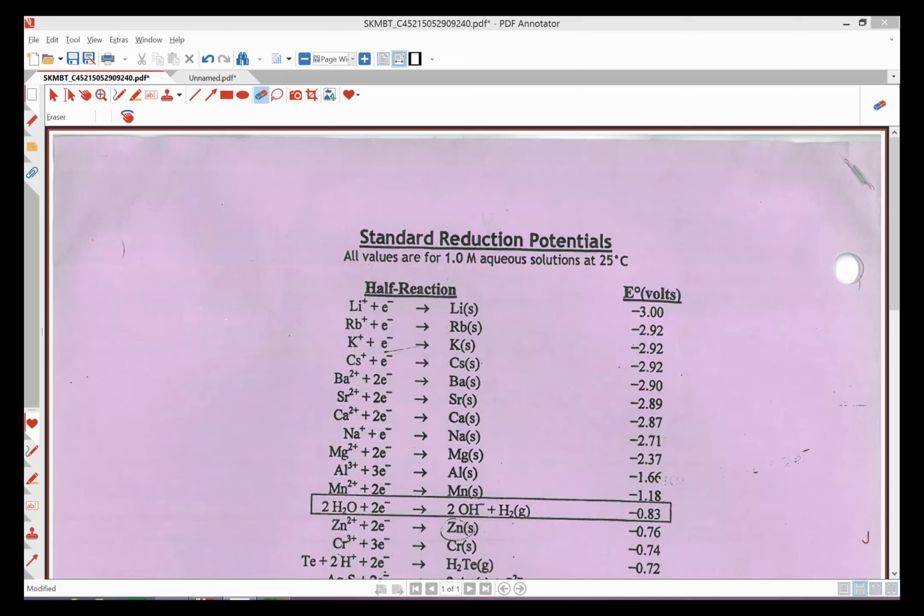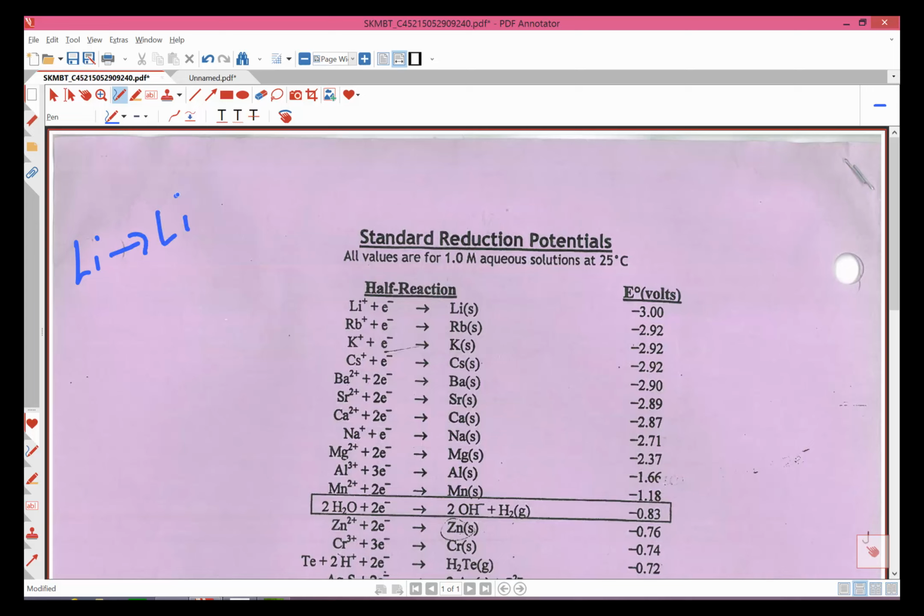So what that means is a lithium metal really wants to be oxidized, right? It really wants to give up its electron real bad, right? And that's why it's at the top of this list, right? This list gives it the worst reduction potential, right? What does that mean? It has the best oxidation potential at 3.00 volts, all right? At positive 3. So it's written in terms of reduction potentials, all right?